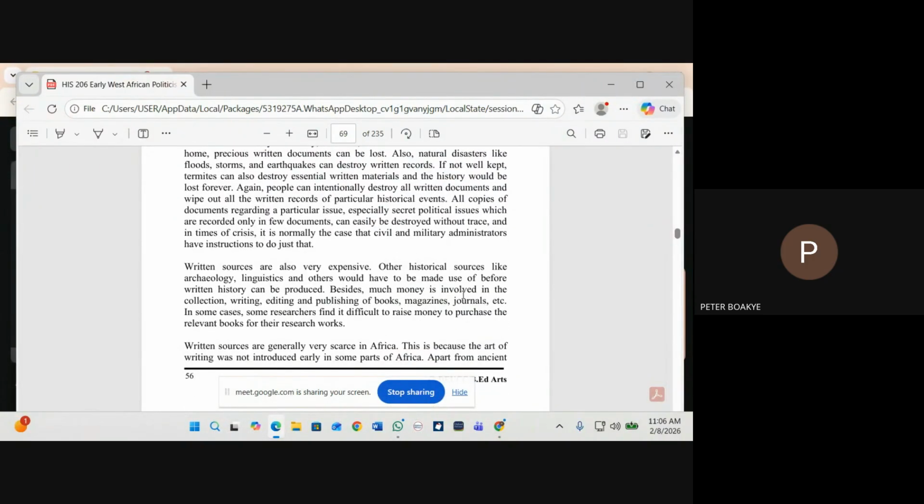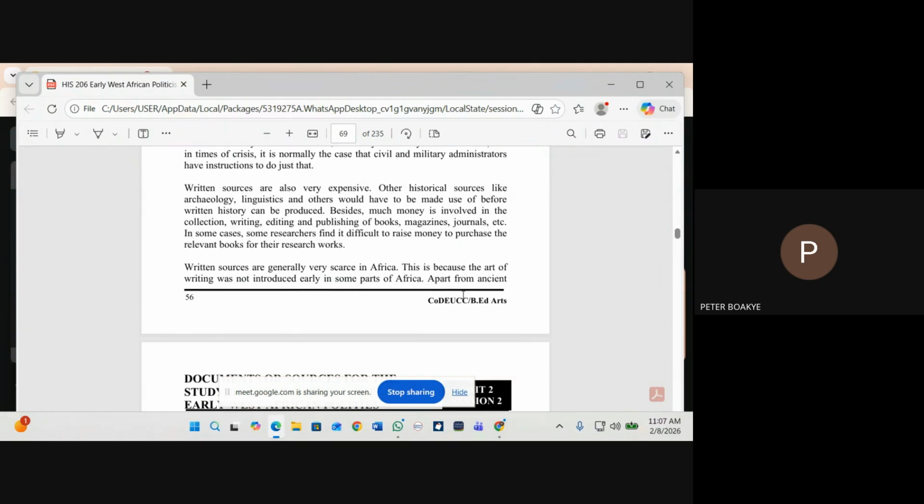Written sources are also expensive. Other historical sources like archaeology, linguistics, and others have to be made use of before written sources can be produced. And so coming out with them is quite expensive.